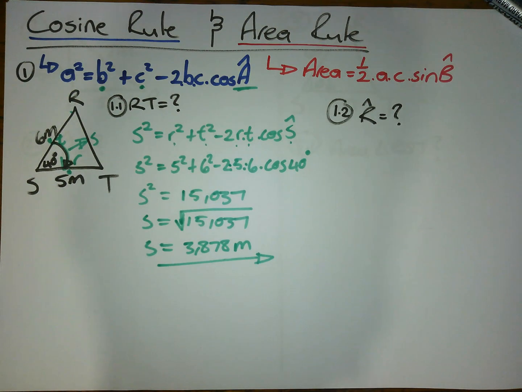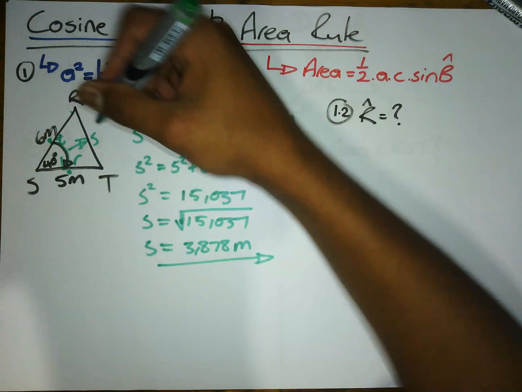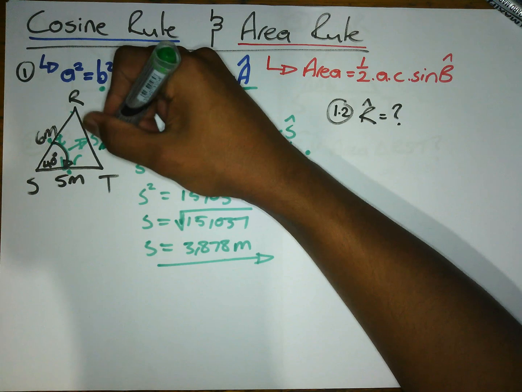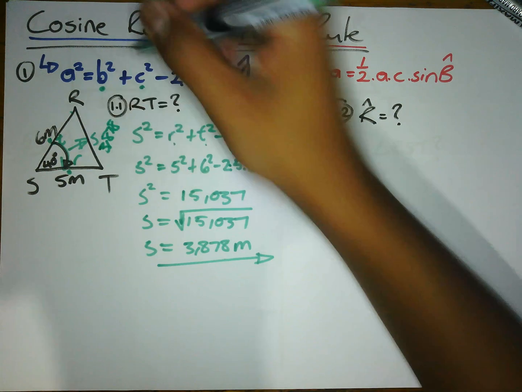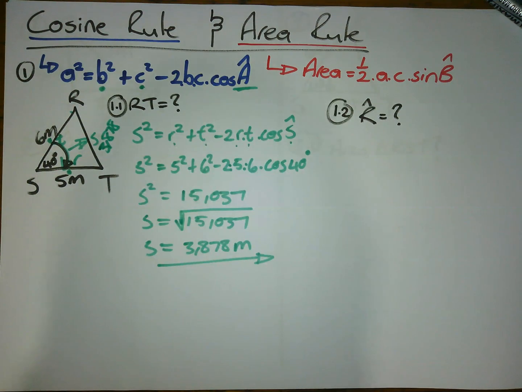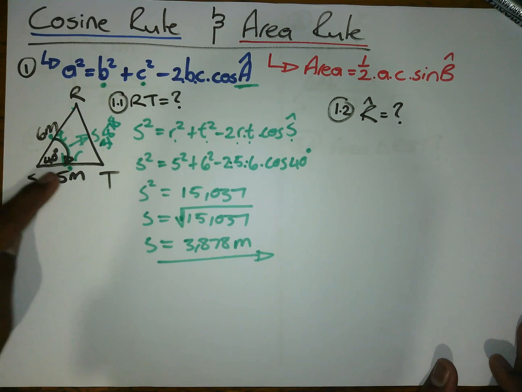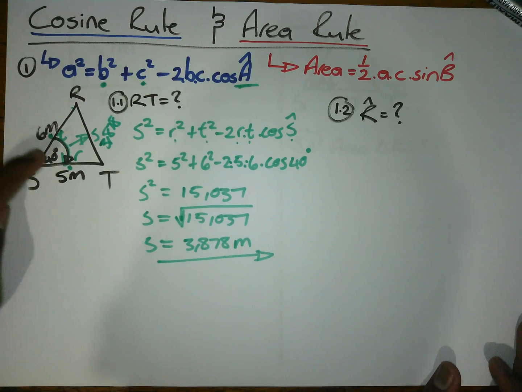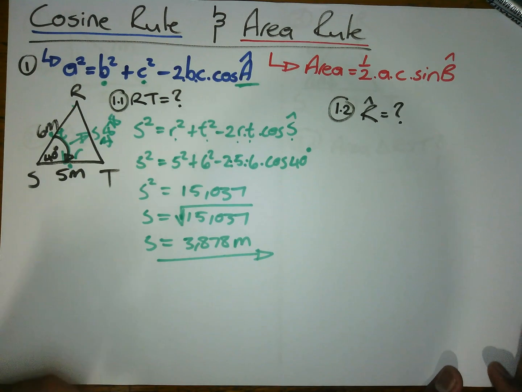So there I have now the length of s. So I can even put it in and say this is now 3.878. Straightforward, right? Side, angle, side. Side, angle, side is all you need for the cosine rule.